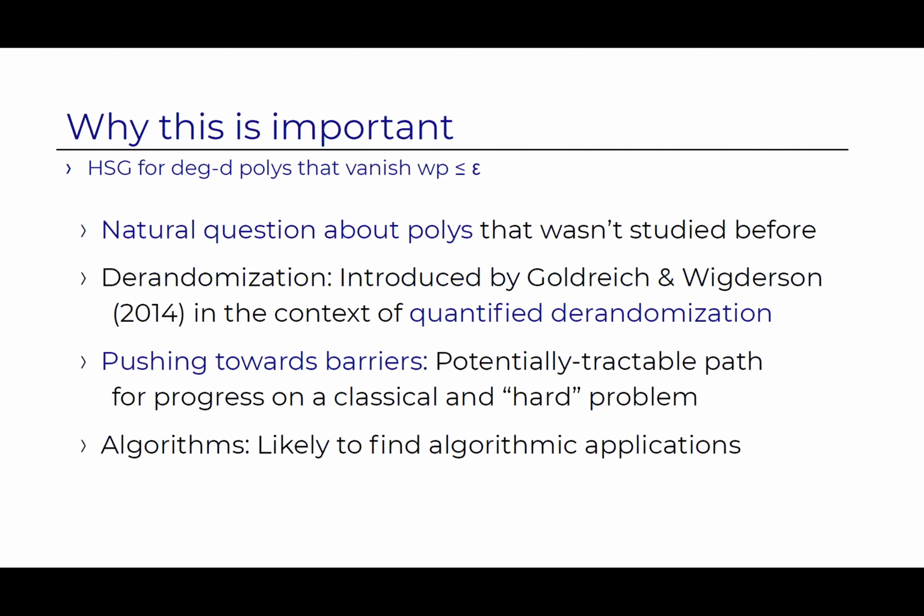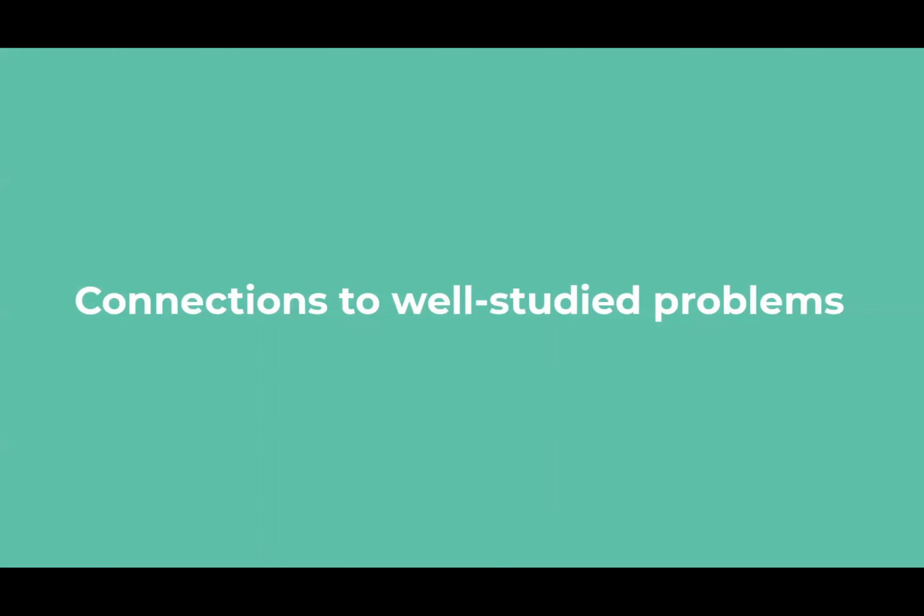And I'm going to skip the slide about why this is important. It's a special case of a super important problem, and it's a natural question by itself. I'm going to skip several connections to well-studied problems, although you guessed that there will be many connections. This is a natural question about polynomials. For example, how many polynomials are there that vanish with probability epsilon? We don't know.